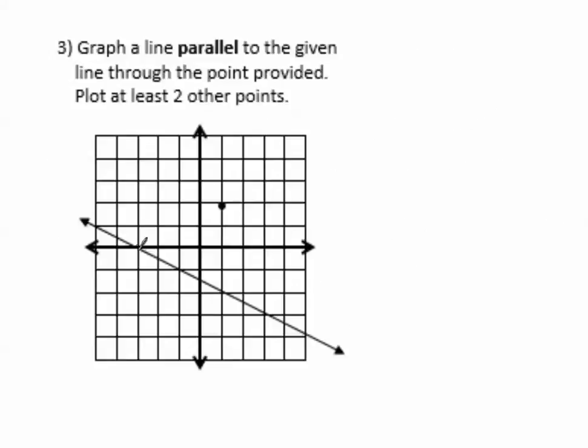Okay, so graph a line parallel to the given line through the points provided. So I'm going to mark 2 clear points. By clear points, I mean something that is right on the grid, where the grid has an intersection. I wouldn't want to pick something like right here because I don't know what the coordinates of that are. So that's a clear point. This is another clear point. And so I can find the slope based on those.